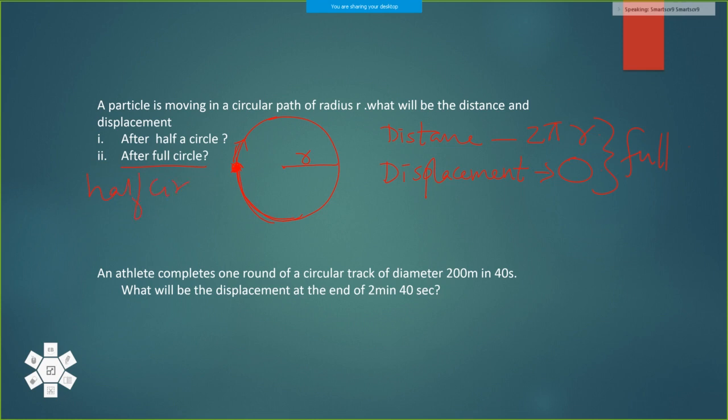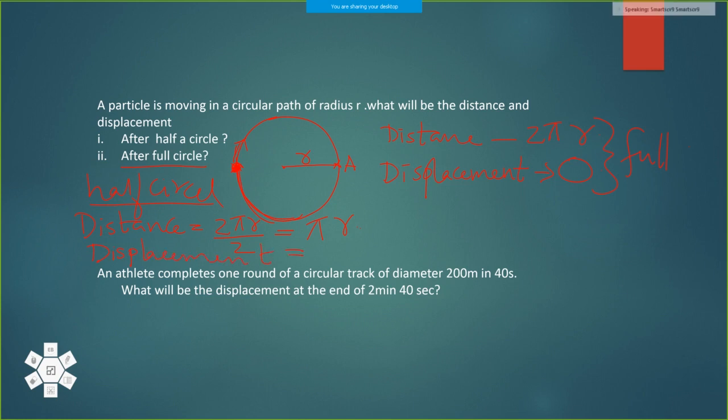Then next we can move to half circle. Half circle, what happens? It starts from here and it comes to this point A. So what is the path length from O to A? It is half of the circumference, right? So distance is equal to circumference 2 pi r divided by 2. That is equal to pi r.